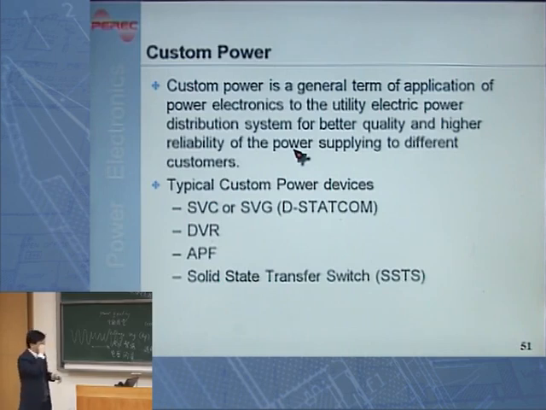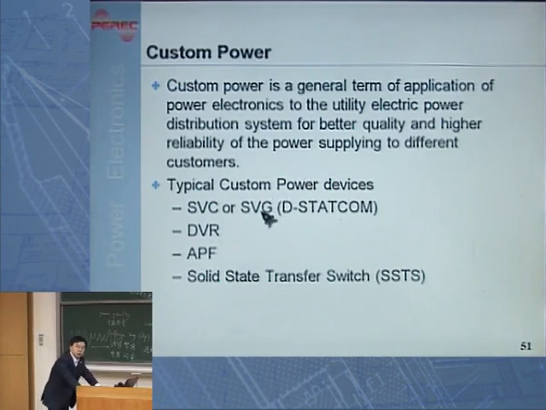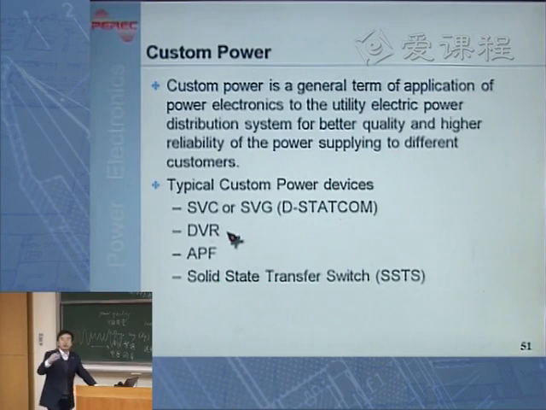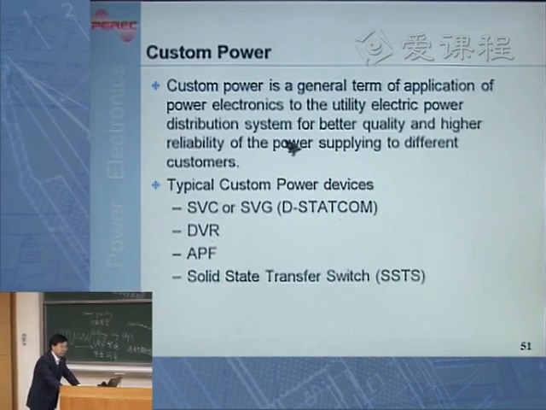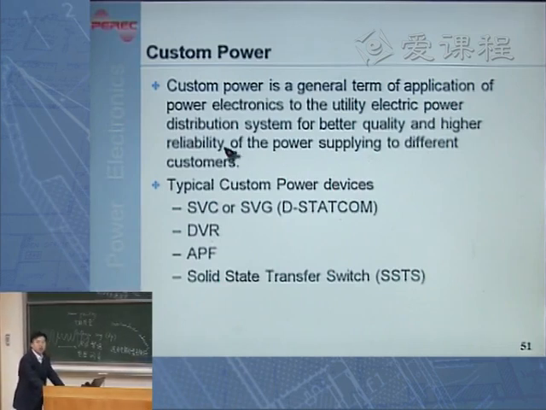There are many different types of power converters we can apply to the distribution stage. We mentioned these two, SVC or SVG, and APF, active power filter. The dynamic voltage restorer is used to deal with the voltage sag problem, and many others. There is also a solid state transfer switch. This is used as a switch, realized by thyristors, always by a pair of anti-parallel connected thyristors. That will also provide us with better quality of voltage and higher reliability of the power.